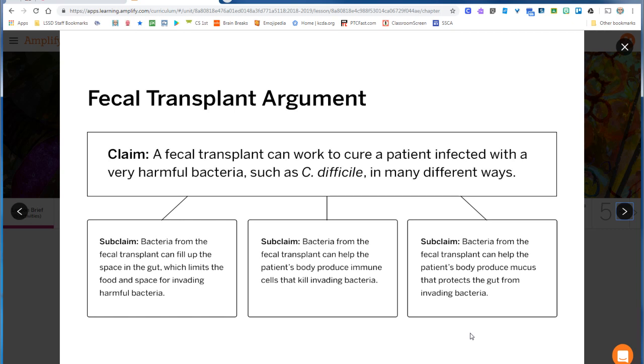Sometimes in complex arguments, there are subclaims that support a larger claim. There are subclaims for our fecal transplant claim because there are many different ways that this procedure works to cure a patient with a serious infection. For the Microbiome Research Institute's press release, we'll be creating different, smaller arguments in support of fecal transplants. Each argument will explain one of the different ways that a fecal transplant works to cure people with harmful infections.